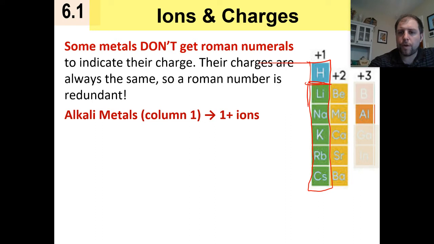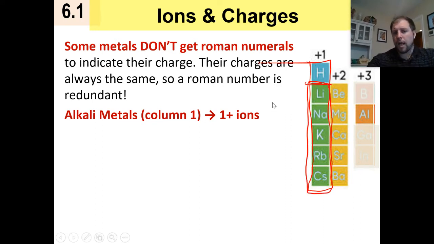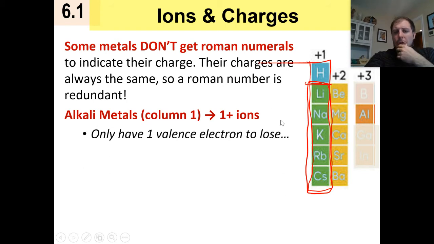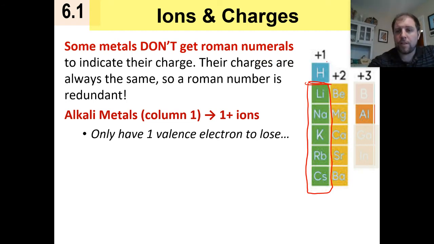Specifically these metals right here, these are called the alkali metals, and they always form 1 plus ions, okay? They only have one valence electron to give, so they always form +1 ions. By the way, this includes hydrogen. Even though hydrogen is not a metal, it's not an alkali metal, it still forms a +1 ion.